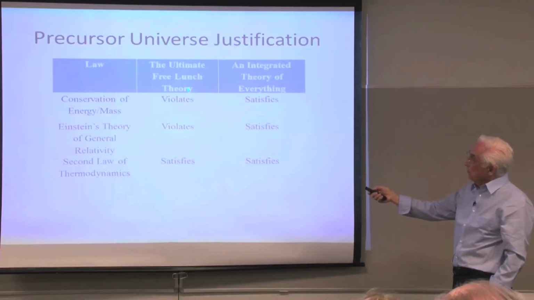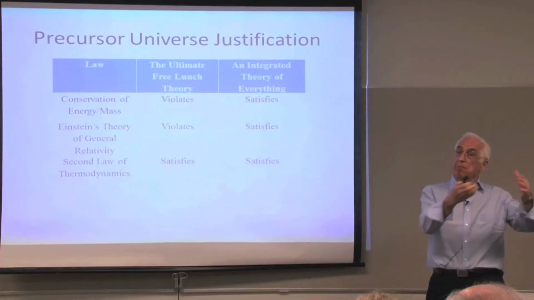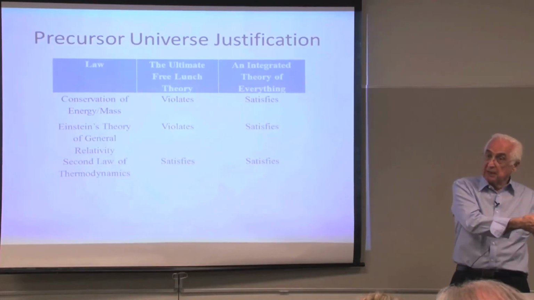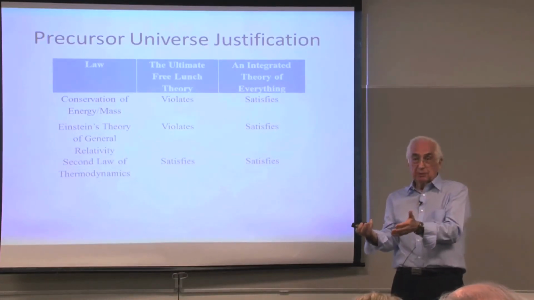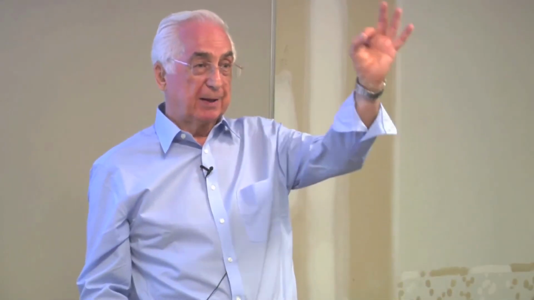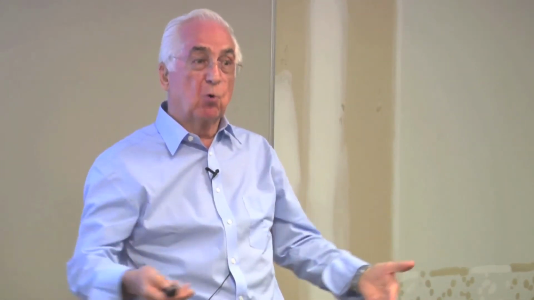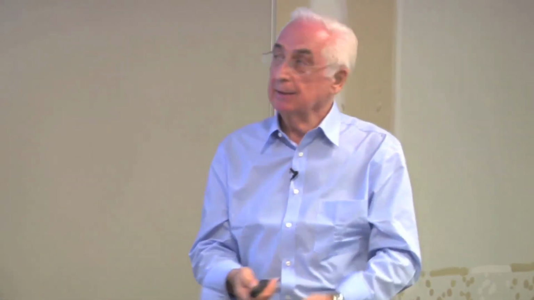Now, the ultimate free lunch theory violates the conservation of energy mass when you go from minus 1 second before the Big Bang to the Big Bang. Of course, what they're saying is 1 second before the Big Bang, there was 0. And then at the time of the Big Bang, miraculously, 10 to the 54th kilograms of energy was created.